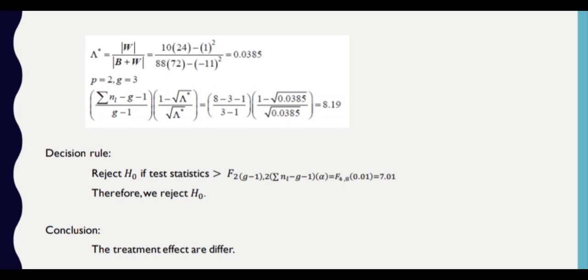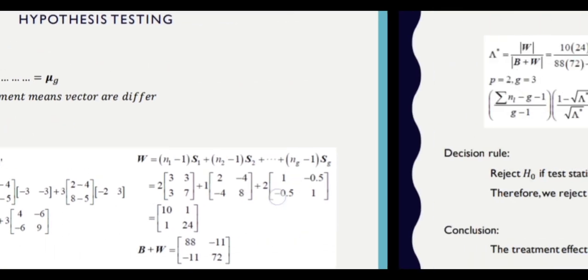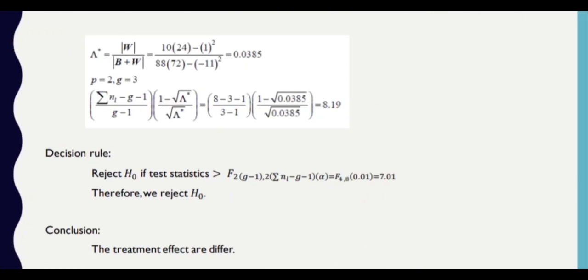Okay, which is the, nak cari determinant of the matrix W. How to find the determinant of this matrix? Will be 10 minus 24 cross, kan? Macam ni dah belajar sebelum ni. Sorry, 10 multiply 24 minus 1 multiply 1. Okay, and then sama juga find the determinant untuk matrix B plus W. So you will get 0.0385.